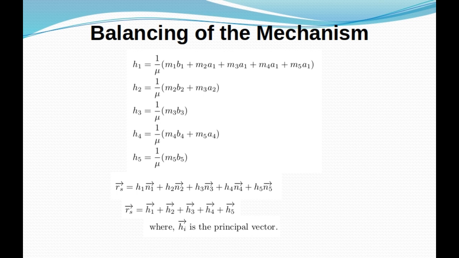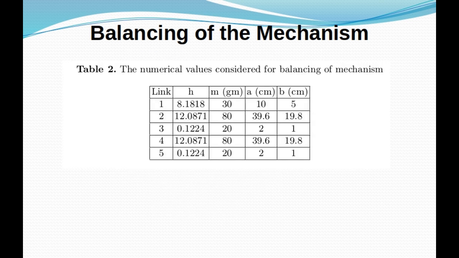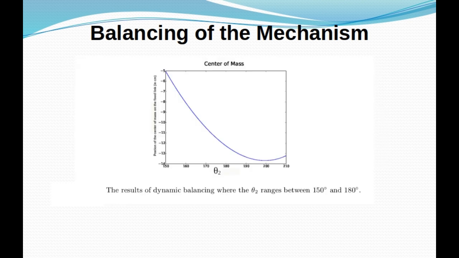Balancing of the mechanism. Numerical analysis is used to test the balancing of the mechanism. This graph shows that there is an imbalance in the position of the gripper. The angle of operation of the gripper would be somewhere between 150 to 180 degrees, but there is an imbalance in this region.